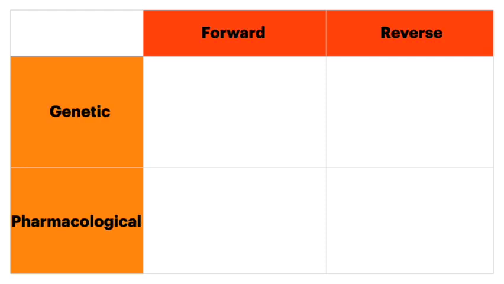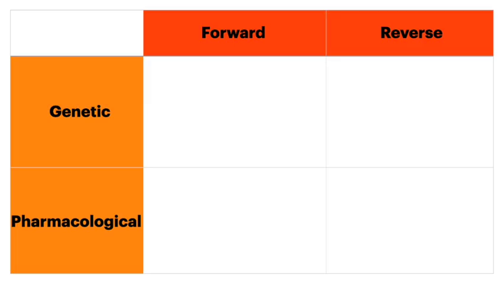Let's have a look at and contextualize these approaches using crossovers between our forward and reverse and genetic and pharmacological examples. If we put forward and reverse approaches on this end and pharmacological and genetic approaches here, we can look at how they might be used in each situation.